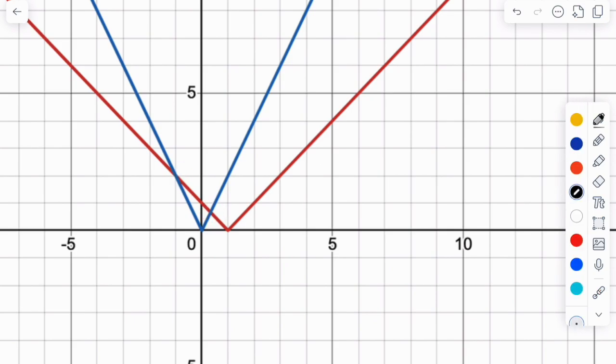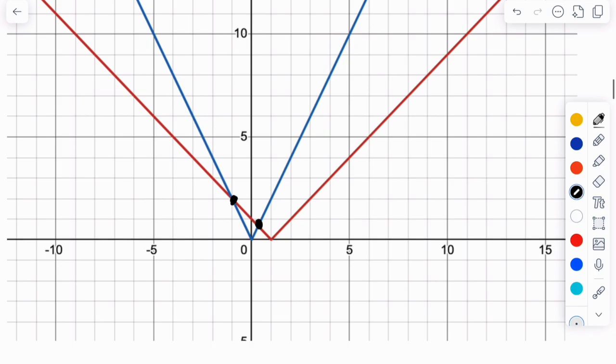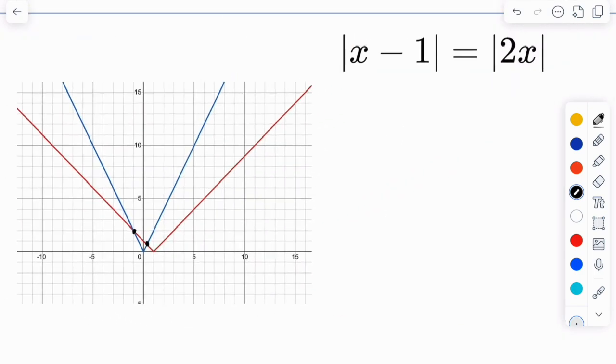So let me just get my pen and let's label that. Let's put that there and that there. We've got two intersection points here. As you'll notice, one of the intersection points is on this side of the graph, i.e. when x is bigger than 0, and one of the intersection points is on this side of the graph, i.e. where x is smaller than 0.